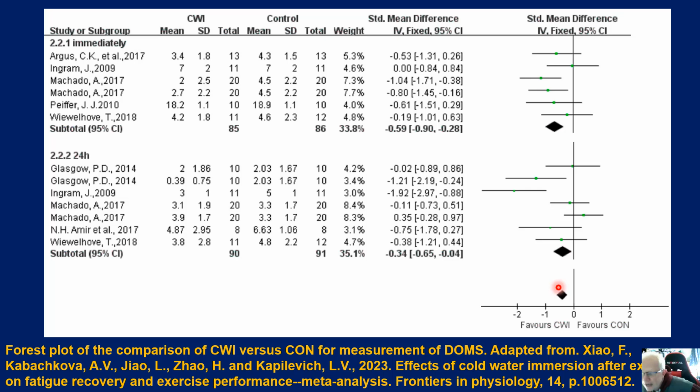So again, does that mean it's not worth using? It's not suggesting that. It's just saying that its benefits are not great in terms of the magnitude of them.